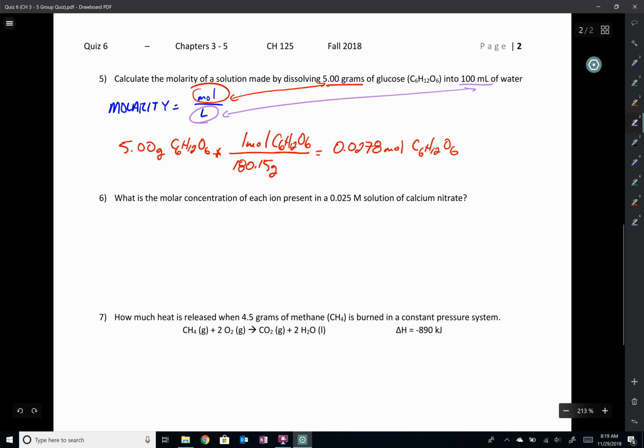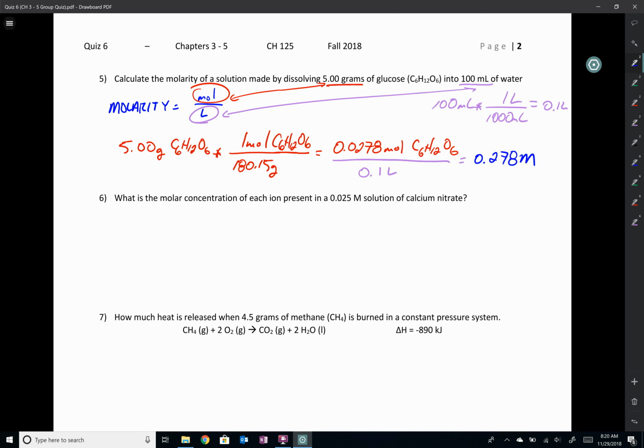Converting milliliters into liters. I'll just quickly knock this out here. We have 100 milliliters. For every 1,000 milliliters, we have 1 liter. So if we do that math, we get 0.1 liters. So I can take my value here, divided by 0.1 liters, and I get my answer to be 0.278 molar. So 0.278 molar solution. So easy peasy in this case. Convert grams into moles, convert milliliters into liters, divide one by the other.